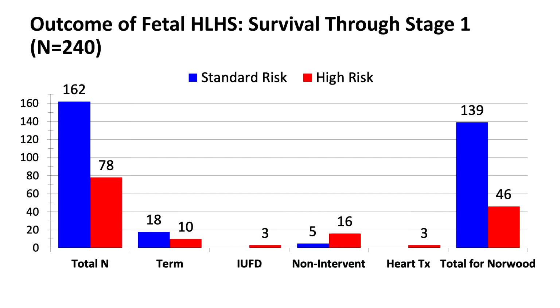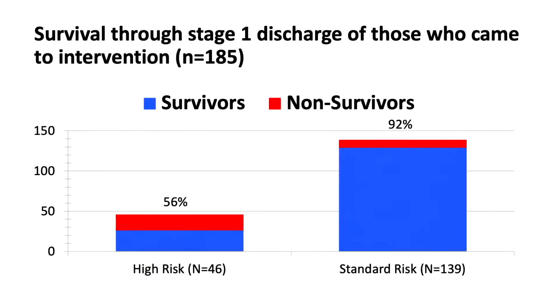And yes, for this particular condition, even at our own institution and many others, we still do offer non-intervention for families that are properly counseled and decide not to have surgical intervention at birth. 3 patients had significant tricuspid regurgitation and had a heart transplant. So that gets 139 standard risk, 46 high risk that made it for the Norwood operation.